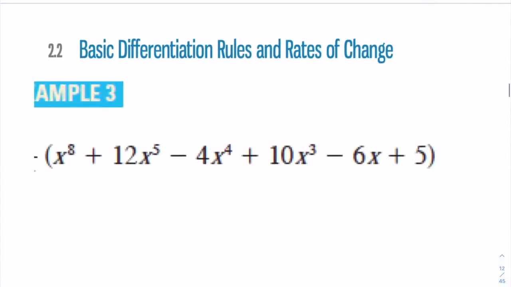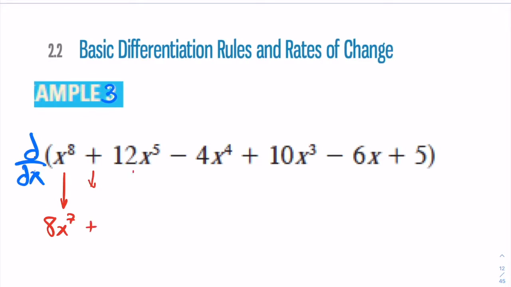So here's example, I think this is 3. Okay, it got cut off, but go ahead and put a d over dx right here, okay? Here's the derivative of x to the 8th plus 12x to the 5th minus 4x to the 4th plus 10x cubed minus 6x plus 5. Okay, looks complicated, but it's not. So basically, when you have a sum or a difference, it's the same thing as just taking the sum and difference of each derivative. So here's what you do. What's the derivative of x to the 8th? That's just 8x to the 7th. Here's a plus sign, I'll bring it down.